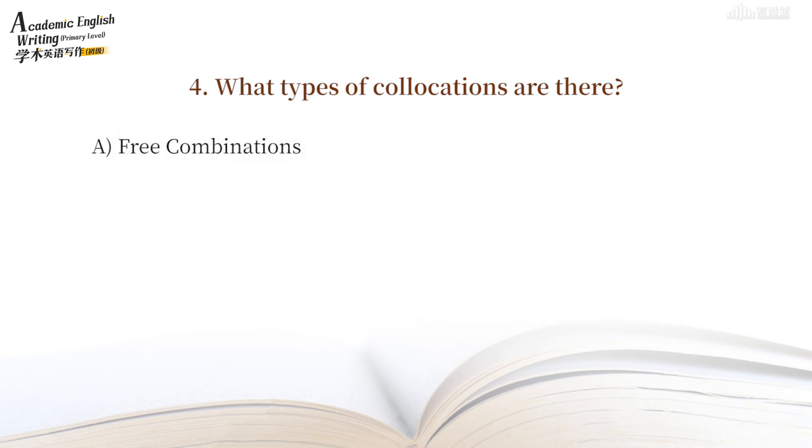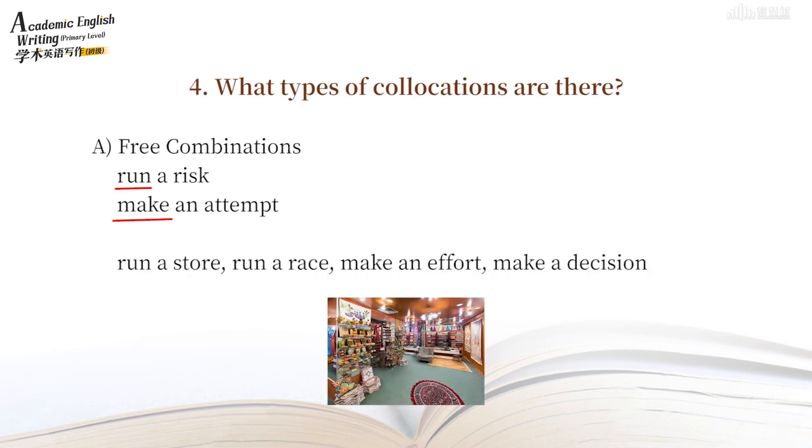A. Free combinations. Collocations like run a risk or make an attempt are examples of free combinations. This is because run and make are high-frequency verbs, so they naturally co-occur in various contexts with many other words. However, the relationship between the words is not very rigid. We can say run a store, run a race, make an effort, or make a decision, etc.